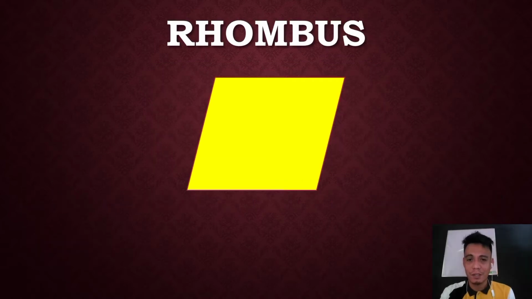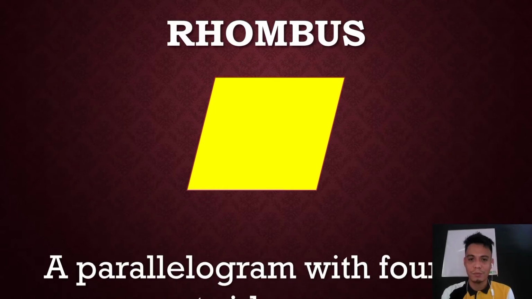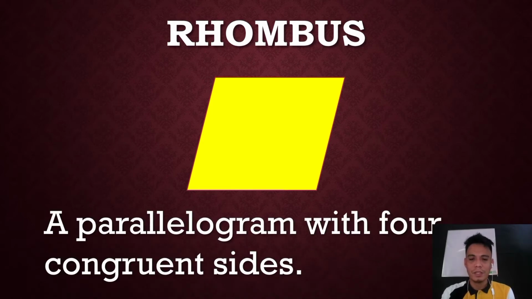Next is the rhombus. So kung nakita yung rhombus guys, para lang siyang square na nakapailing ng konti. Okay? So what is a rhombus? Rhombus is a parallelogram with 4 congruent sides. So meron siyang 4 daw na congruent sides. This 1, 2, 3, and 4. So yan po yung 4 na sides niya which are congruent.